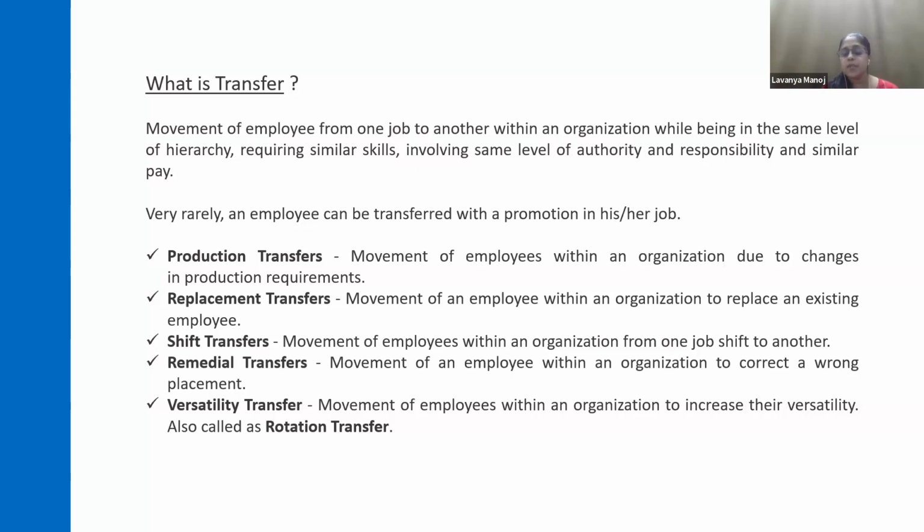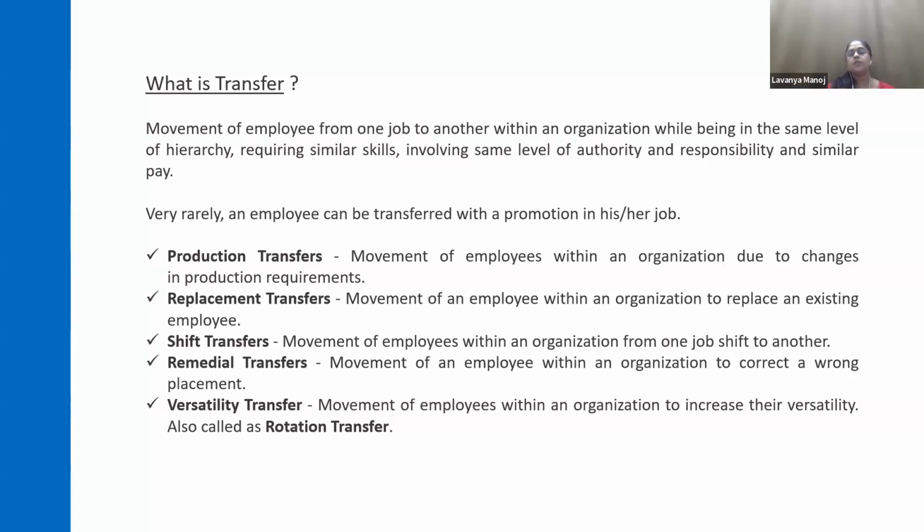Then we have replacement transfers. So replacing an existing employee who has been absent for quite some time, or sometimes the position is not being filled, if the company couldn't find the required person or personnel to fill that particular position.